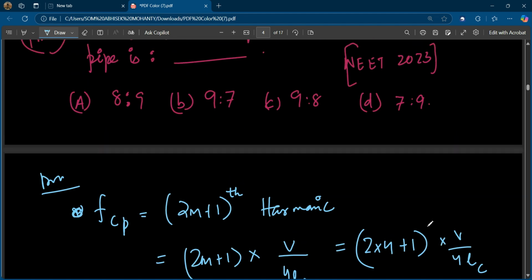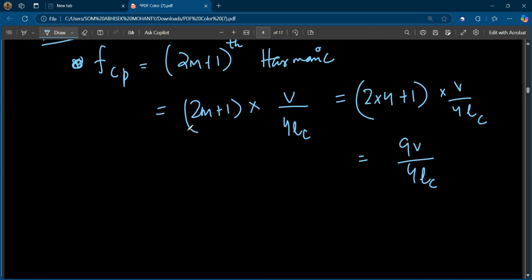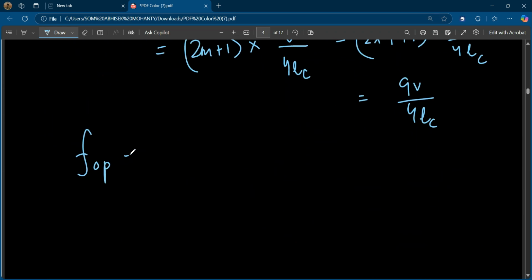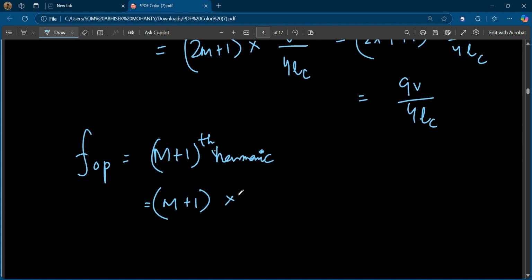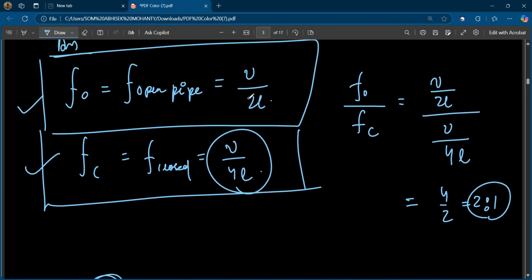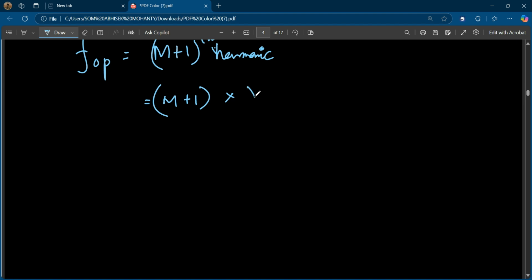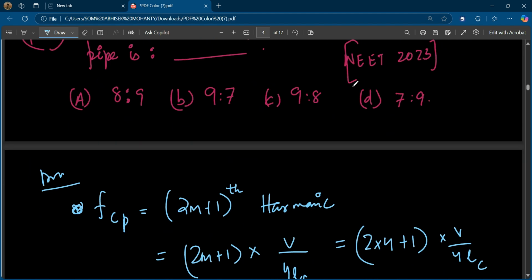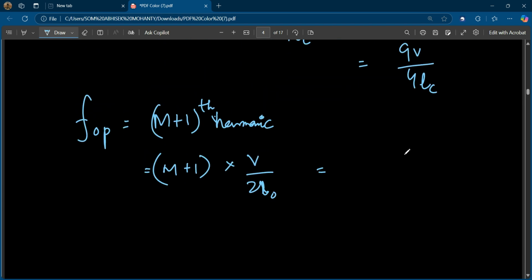Now, the same as that of third overtone of open pipe. Open pipe frequency is m plus 1 harmonic, that means m plus 1 into v by 2L open, since the frequency for an open pipe is v by 2L. And this is the third overtone, so m is 3: 3 plus 1 into v by 2L open, which is 4 by 2, so 2v by L open.